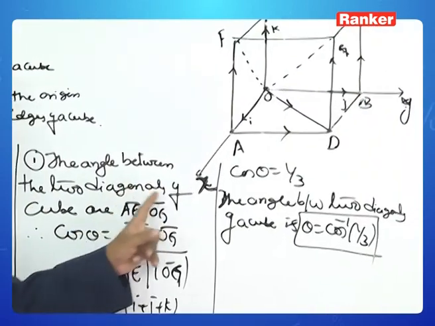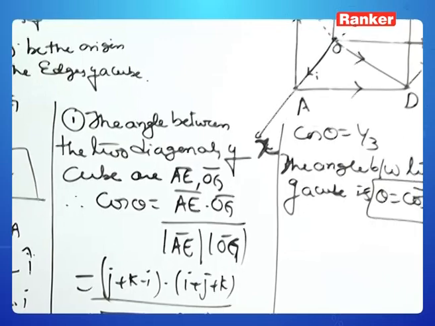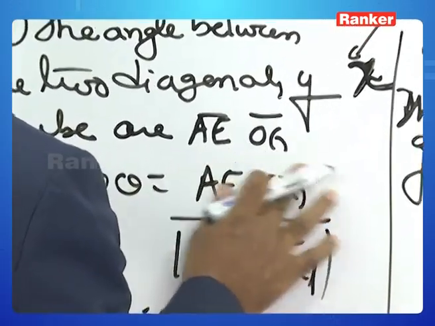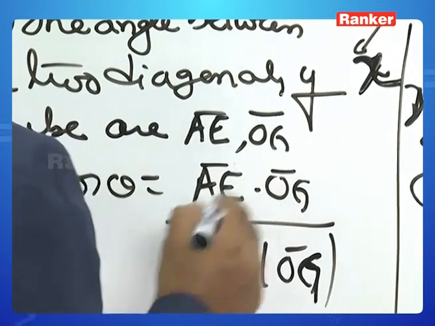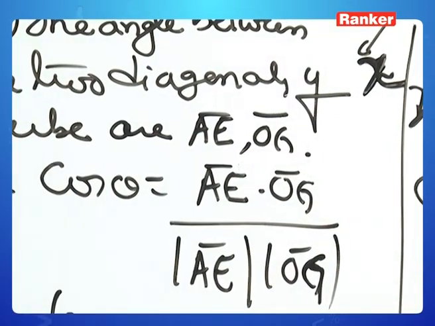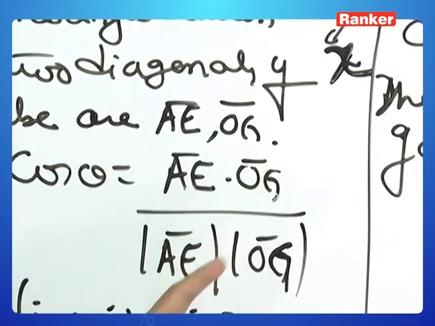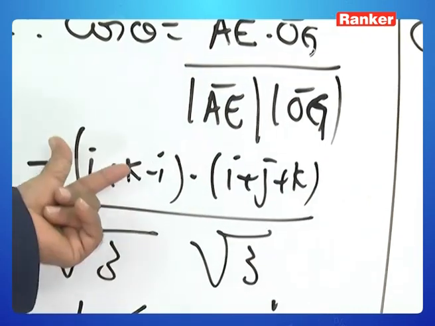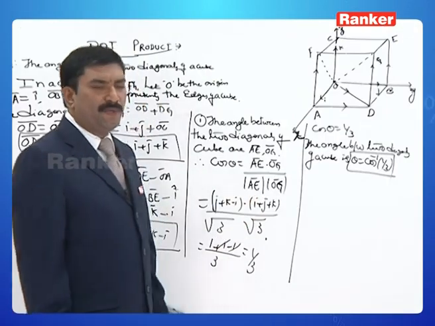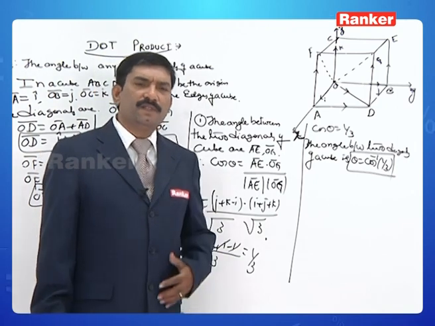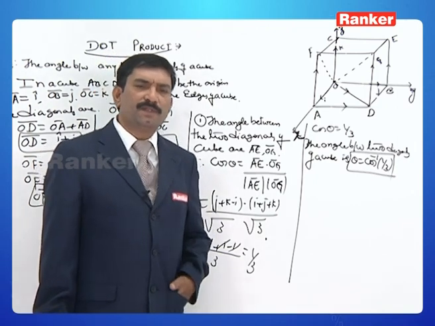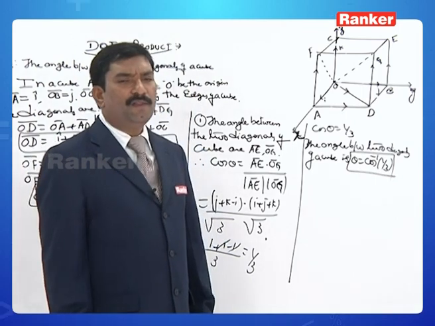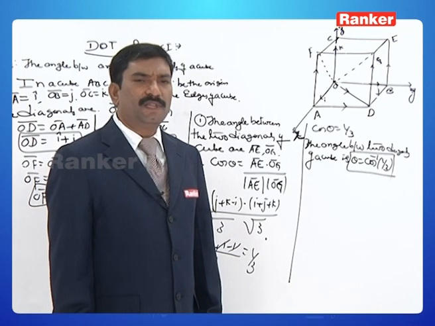The angle between two diagonals of a cube, that is AE bar and OZ bar. Then cos theta is equal to AE bar dot OZ bar by modulus of AE bar into modulus of OZ bar. So therefore, substitute their vectors. Take the dot product by using what? Whenever A bar is equal to A1 I plus A2 J plus A3 K, B bar is equal to B1 I plus B2 J plus B3 K, what is A bar dot B bar without an angle? A1 B1 plus A2 B2 plus A3 B3.